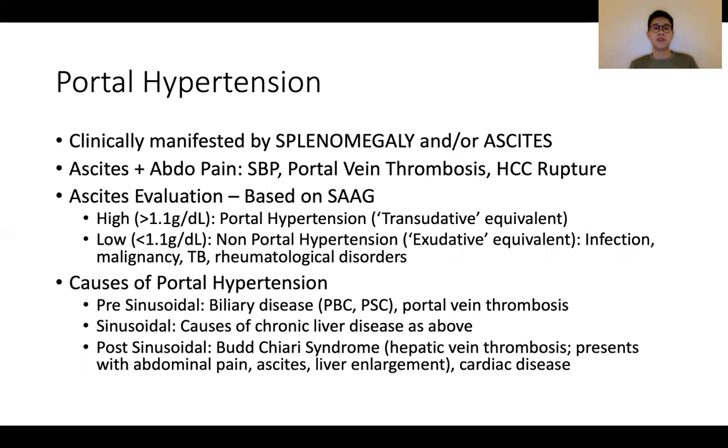Ascites evaluation is first and foremost predicated upon the serum ascites albumin gradient, where high SAAG suggests portal hypertension or transudative equivalent, although we don't use the terms transudative and exudative when it comes to ascites, and low SAAG would be your non-portal hypertension causes. In terms of causes of portal hypertension, you can think of it in terms of pre-sinusoidal, sinusoidal, and post-sinusoidal, with the causes elucidated as below.